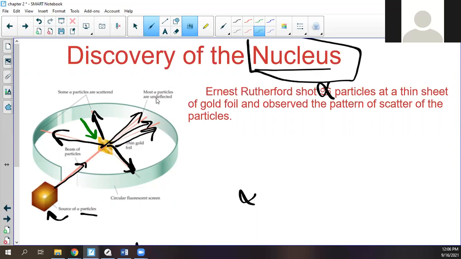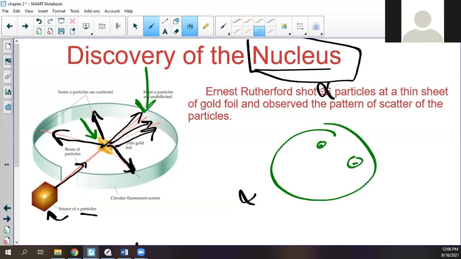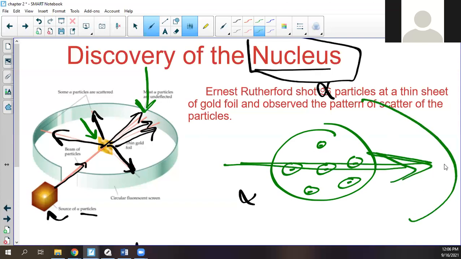So he was expecting all of the stuff to be just straight through, because they thought the atom right now was the plum pudding. And it was just some positive goo with negative electrons hanging out in it. That's what they thought it was. So he just thought, all right, the alpha particle is going to zoom right through and hit this thing all right here. And he was sort of right.